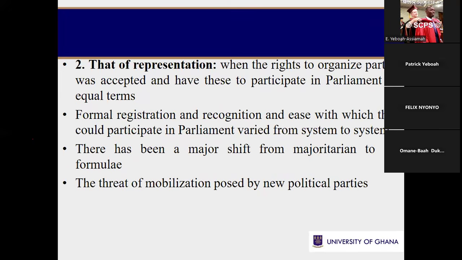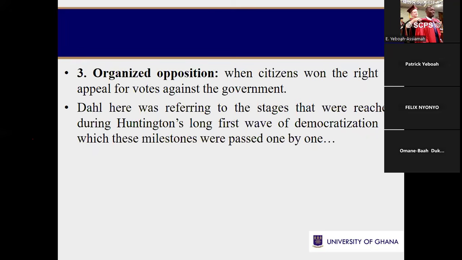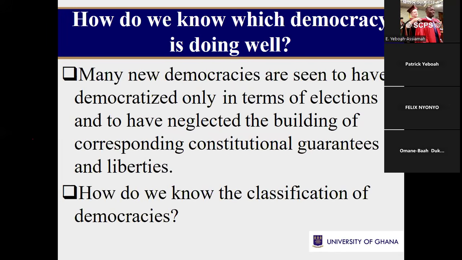Robert Dahl. Now, the second was representation, when the right to organize parties was accepted and they could participate in parliament on equal terms, with formal registration and recognition. Democracy has gone through this. The third is organized opposition. This was when the opposition won the right to appeal for votes against the government, where organized opposition was recognized. In many contemporary democracies, the role of the opposition is so recognized. All right, my dear friends, good.